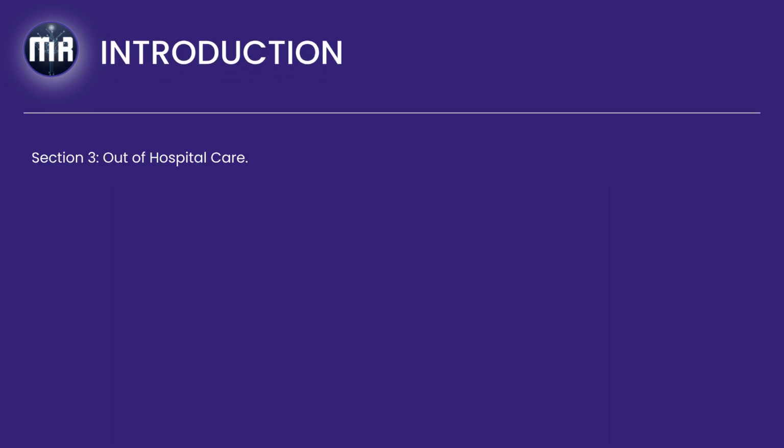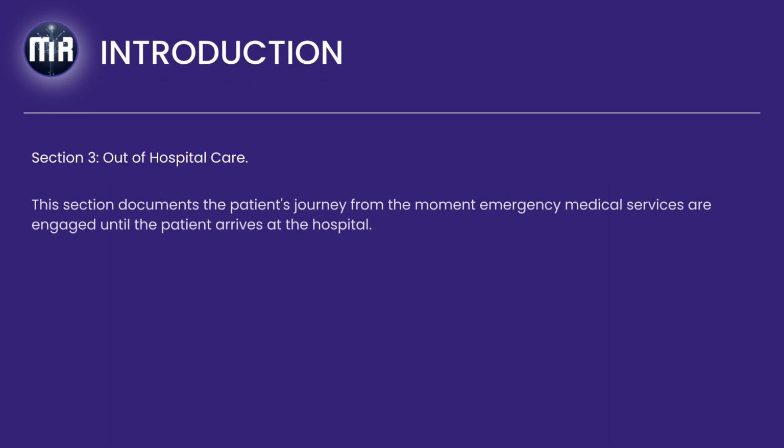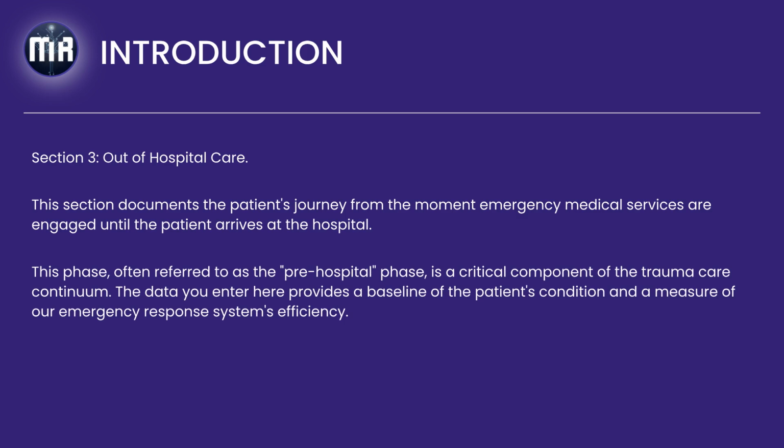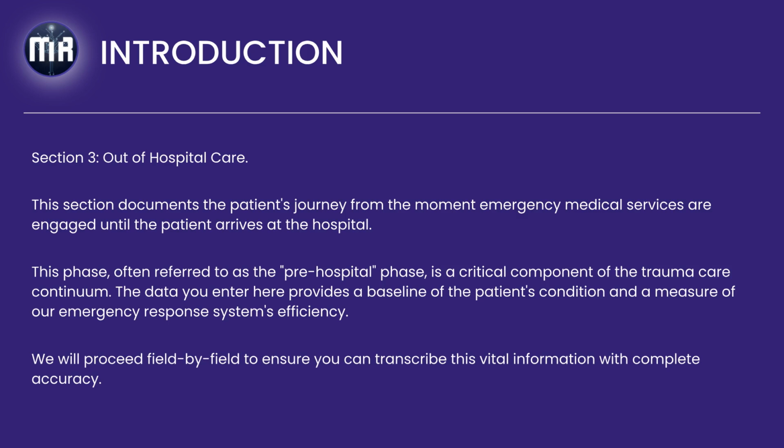Section 3, Out-of-Hospital Care. This section documents the patient's journey from the moment emergency medical services are engaged until the patient arrives at the hospital. This phase, often referred to as the pre-hospital phase, is a critical component of the trauma care continuum. The data you enter here provides a baseline of the patient's condition and a measure of our emergency response system's efficiency. We will proceed field by field to ensure you can transcribe this vital information with complete accuracy.